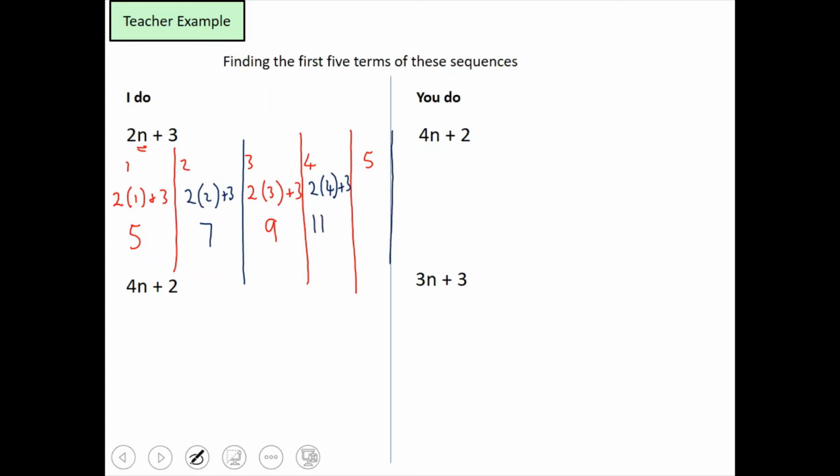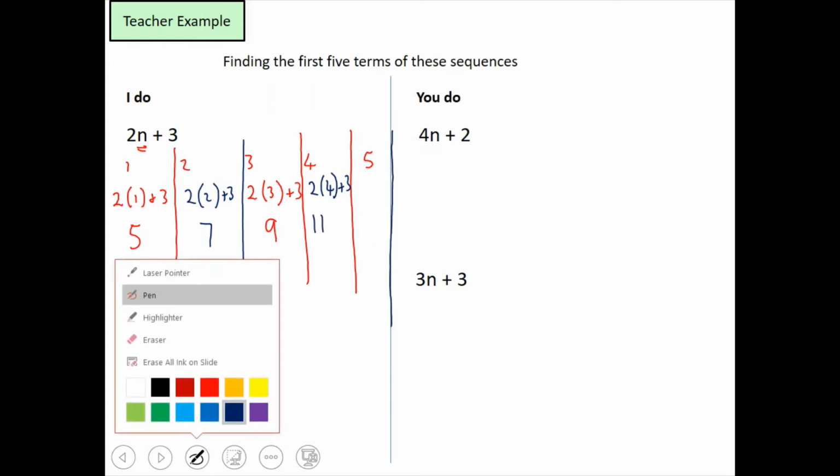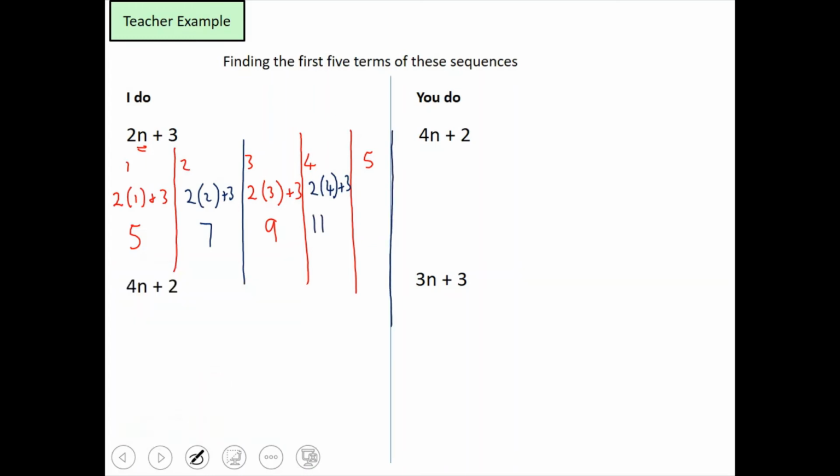And for the fifth one, we're doing exactly the same thing, replacing the n with a 5. Remember, this is what we're looking at up here. So 2 times 5, in brackets, plus 3. 2 times 5 is 10, plus 3 is 13. And these are my first 5 terms.